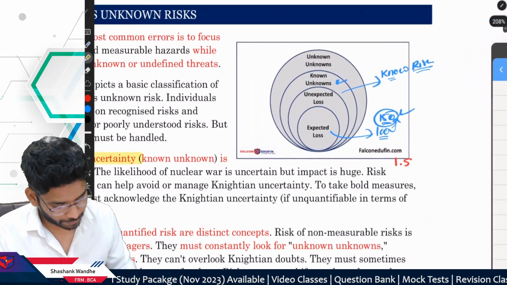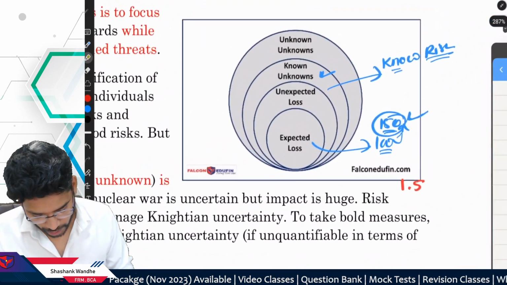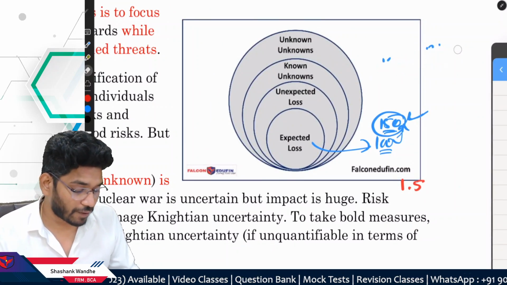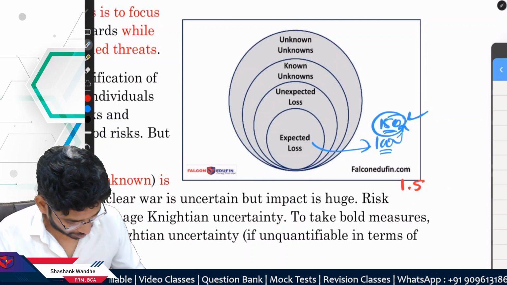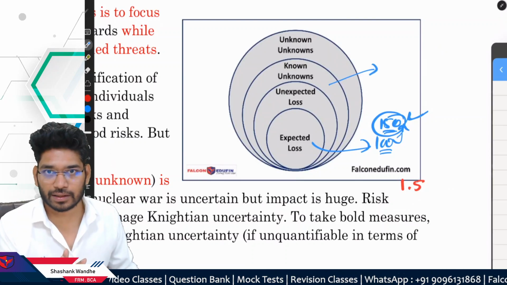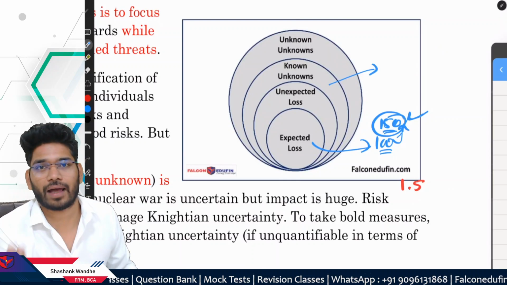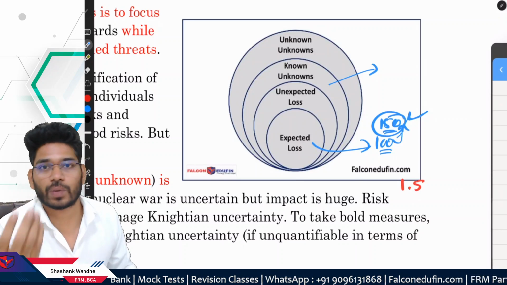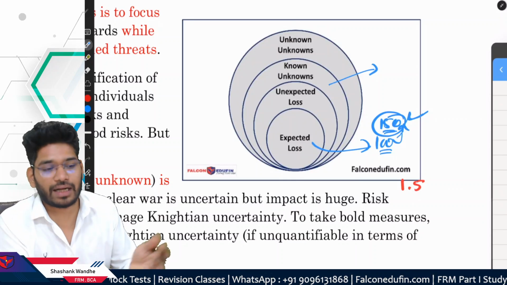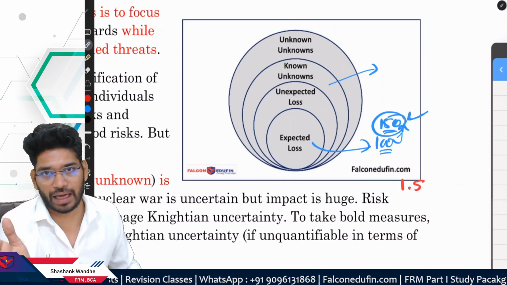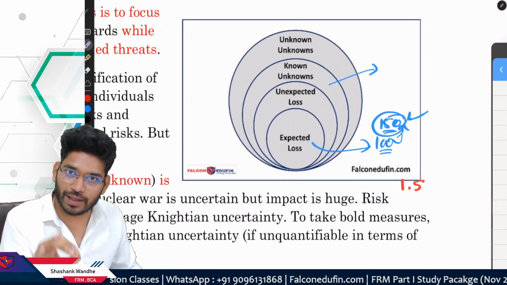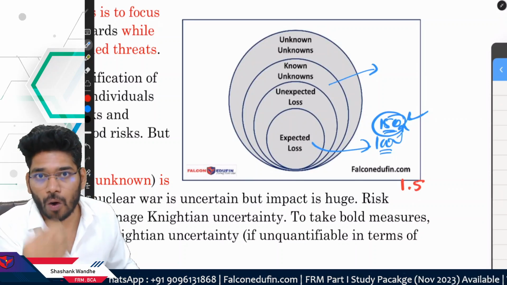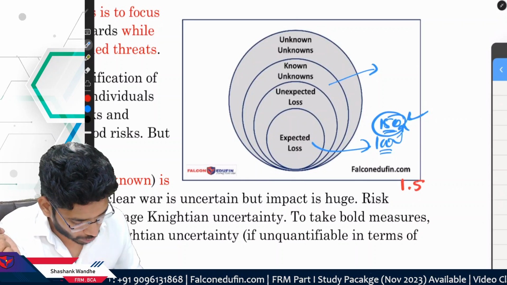Known unknowns. I know the risk, but I don't know its impact. For example, if a nuclear war happens, I know this type of risk exists. If your bank is specifically in the UK, Russia or Ukraine, we know there is currently a war going on and anything may happen, right? So we know the risk, but we don't know the final impact. We can't quantify it at all. That's the known unknown.